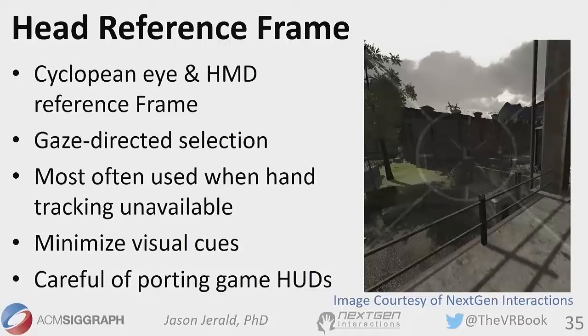First we'll talk about the head reference frame. The psychological literature refers to that as the cyclopean eye. That's just the midpoint between the eyes that serves as our reference point of what is the head-centric straight ahead, regardless of eye gaze. So if I'm looking to the right, this is still the forward direction. It's the HMD reference frame when we're using head-mounted displays.